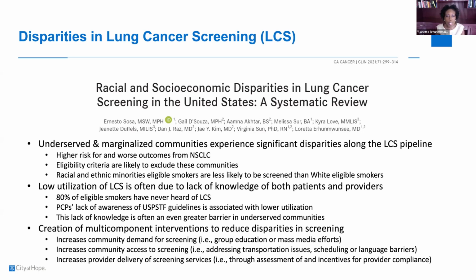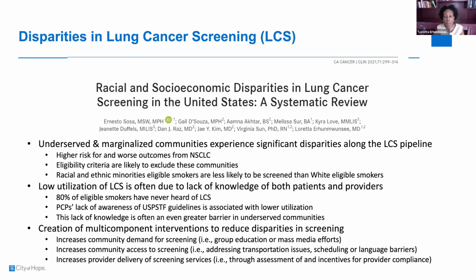And what we noted was that underserved and marginalized communities experience significant disparities along the whole lung cancer screening pipeline. As we know, marginalized groups have higher risk for lung cancer and worse outcomes from the disease. But unfortunately, these same groups have eligibility criteria that might exclude these communities from taking part. And even when patients are eligible in these communities, many times they're less likely to be screened anyway.